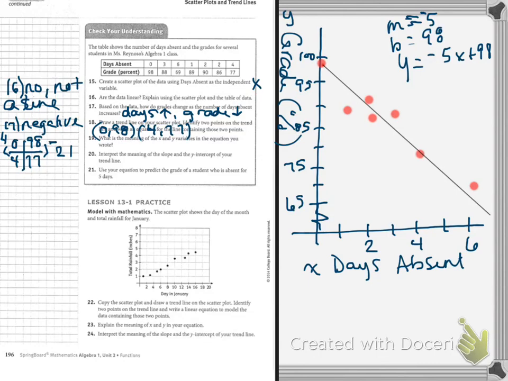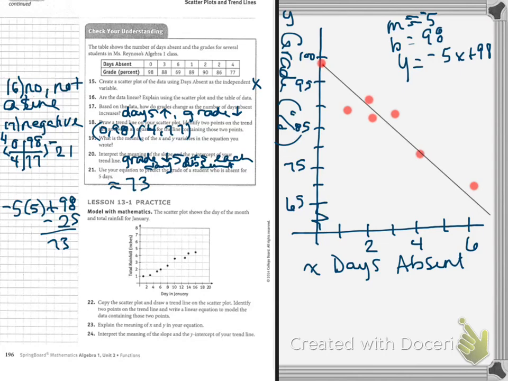Interpret the meaning of the slope and the y-intercept. So it means the grade goes down 5 points each day absent. And then we can use our equation for day 5. So we can say negative 5 times 5 plus 98. So essentially 98 minus 25. So we would say about a 73.